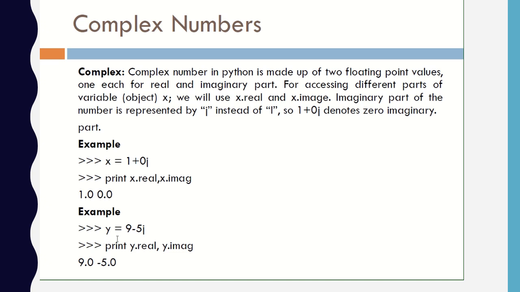Okay, next example, y is equal to 9 minus 5j. Here the imaginary part keeps the minus sign and nothing else is changed. So the real part will be 9.0 and the imaginary part will be minus 5.0.